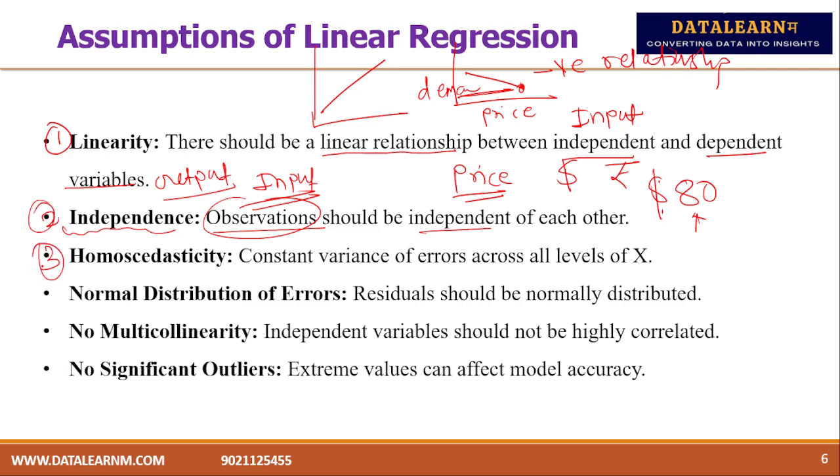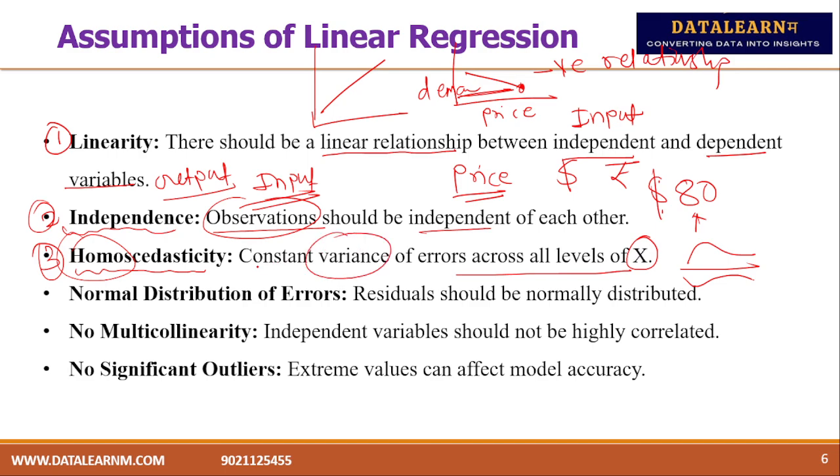Next, the third assumption is homoscedasticity. The meaning of homoscedasticity is constant variance of errors across all the levels of X. So for all inputs, whatever error you are calculating, that error variance should be the same for all the X values. That is known as homoscedasticity. If your X values are giving different errors, it is called heteroscedasticity.